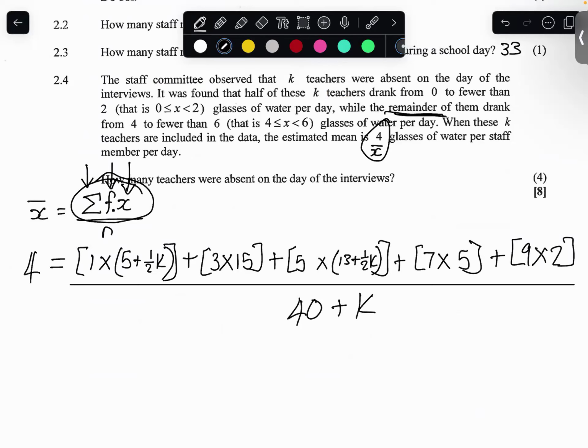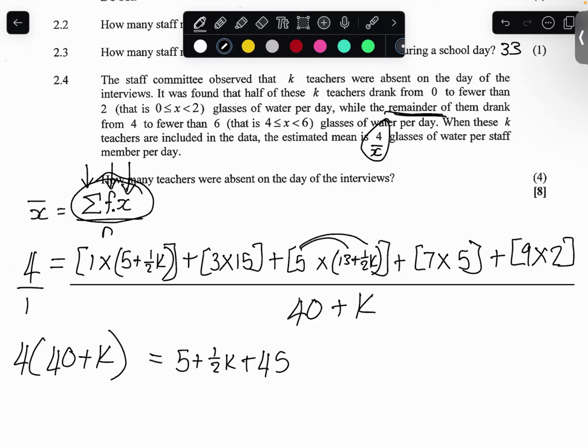And so now at this point, what you need to do is cross multiply and simplify however you can. So this is 4 into 40 plus k. This gives us just 5 plus a half k. This gives us 3 times 15 is 45. Distribute that in, right? That gives me 5 times 13 is 65 plus 5 over 2k. This gives me plus 35. This gives me plus 18.